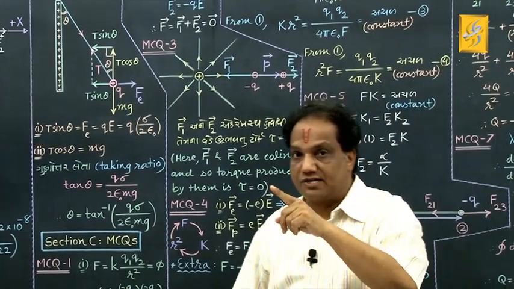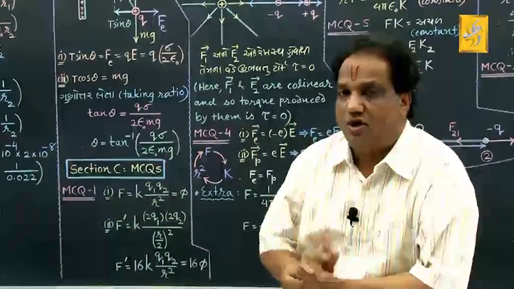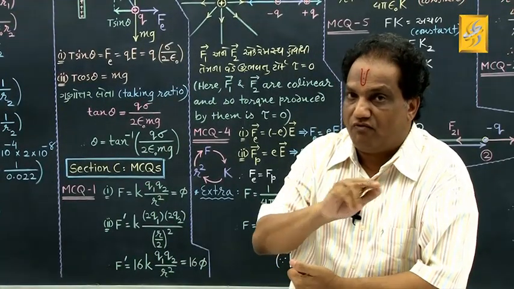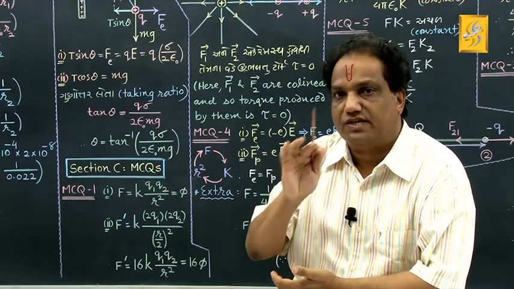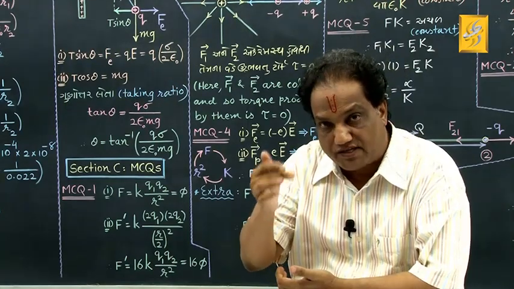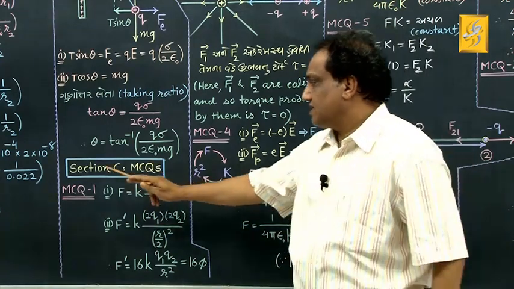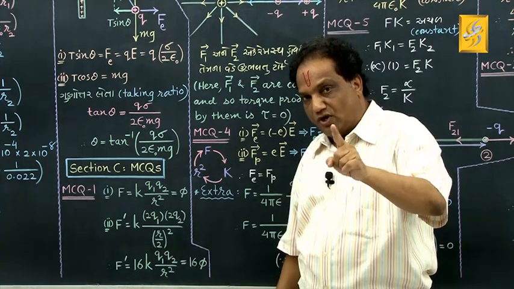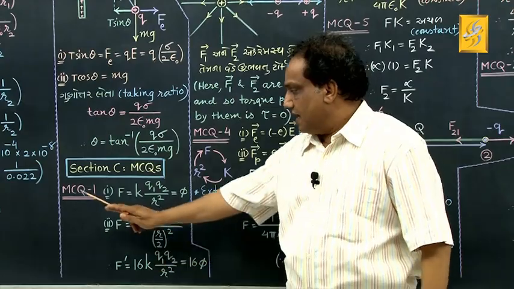Now, my dears, in section A, the first section of this chapter, we discussed all the theoretical questions and answers, and in section B, we finished all the numericals from the illustrations. Now in section C, we will go for the exercise MCQs in the textbook. That is why I have written section C for MCQs. Kindly read the statement of the first MCQ in the textbook exercise. MCQ number 1.